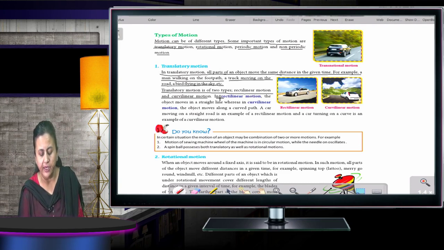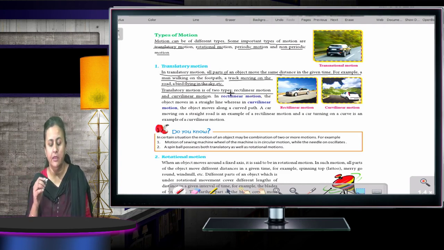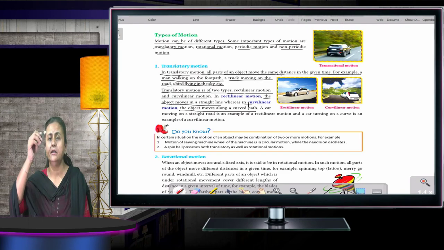curvilinear motion. In rectilinear motion, the objects move in a straight line. Whenever the object is moving in a rectilinear motion, it is traveling straight. Whereas in curvilinear motion, the objects move along a curved path. As the name suggests, curvilinear, it is moving in a curved path.